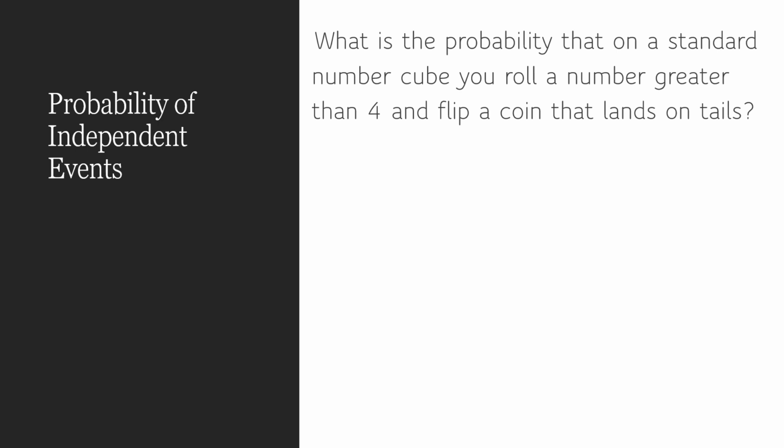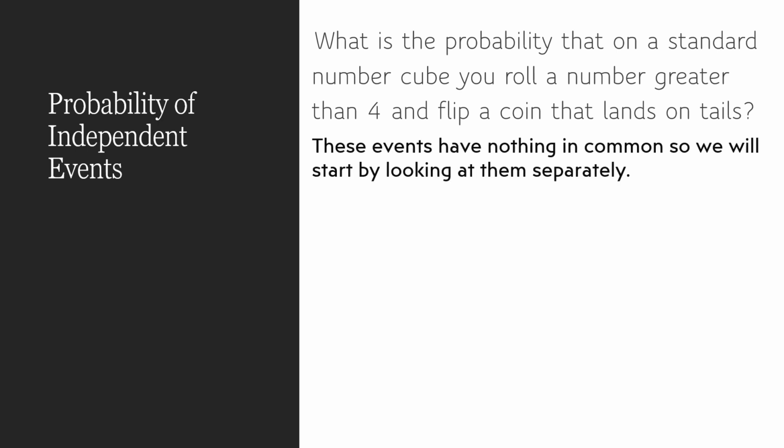So what about independent events? What happens when those 2 events don't rely on one another? What is the probability that on a standard number cube, dice, you roll a number greater than 4 and you flip a coin that lands on tails? Now y'all, these events have nothing in common. So we're going to look at them separately.